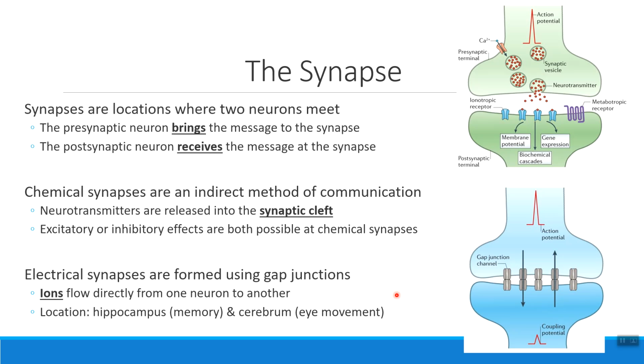form of communication. Electrical synapses are not very common, but we see them in places like the hippocampus, helping our neurons that are responsible for your memory. We also see them in locations in the cerebrum, which is the brain, involved in processes like eye movement. So different kinds of synapses used for slightly different functions.